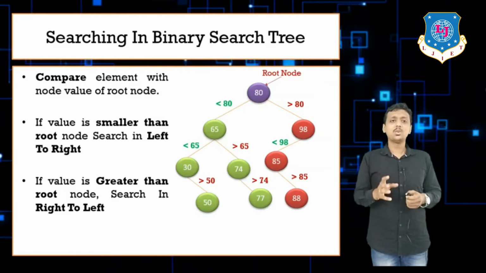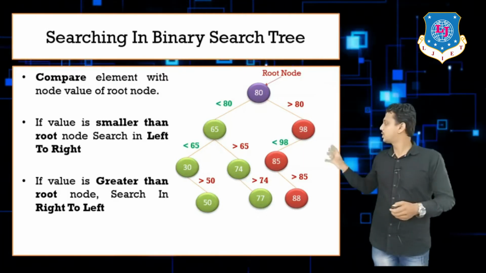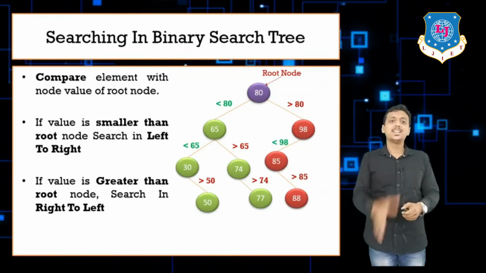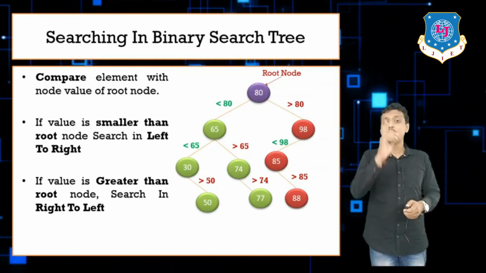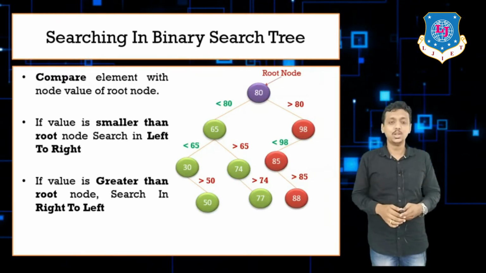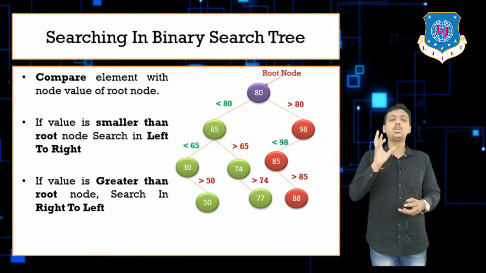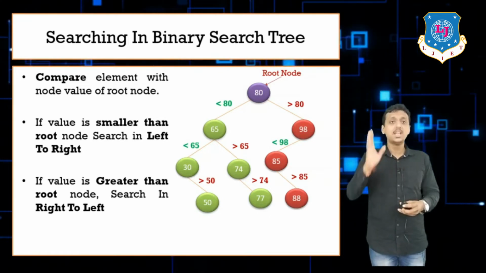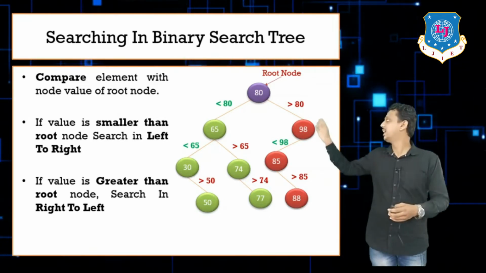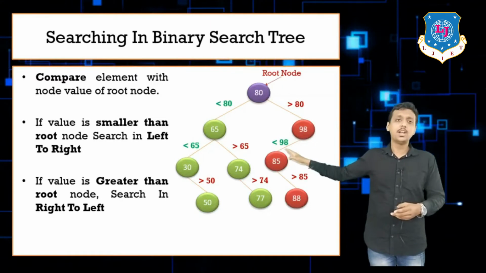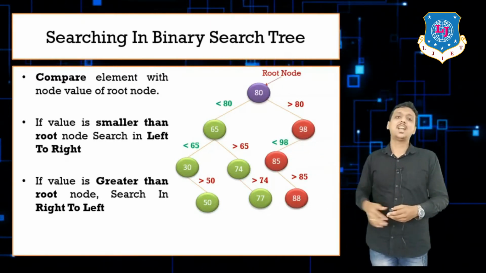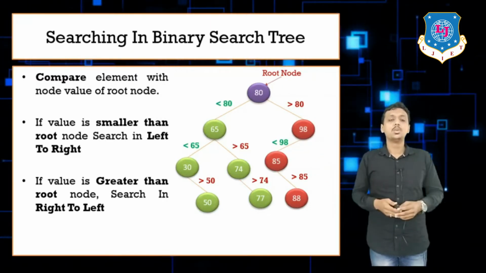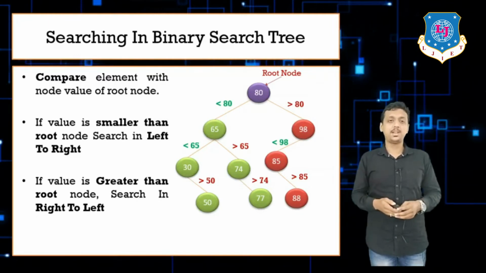Okay, so the smallest values must be on the left side of the root node and the largest values must be on the right side of the root node, and you just need to compare your key value with the root node value. If your key value is smaller, then go on the left side. If your key value is greater, then search in the right subtree. So that's your searching operation.